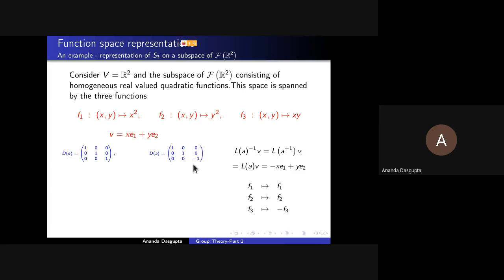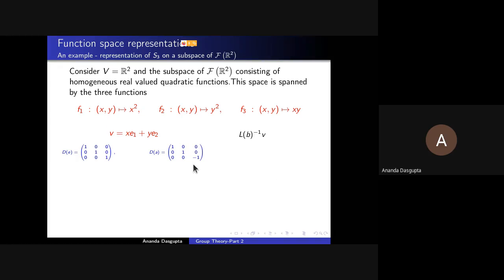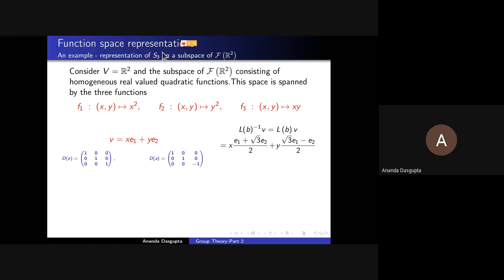Okay. What about B? B is slightly non-trivial. For B, you have to first work out LB inverse V, which is the same as LBV, because B inverse is the same as B. And LBV, well, V is X E1 plus Y E2. We know already what LB does to E1 and E2. We are just using that. In case anybody has taken notes, you can go back and look at the expression that I derived, but you can work it out again if you want to. LB acting on E1 is E1 plus root 3 E2 by 2. LB acting on E2 is this.